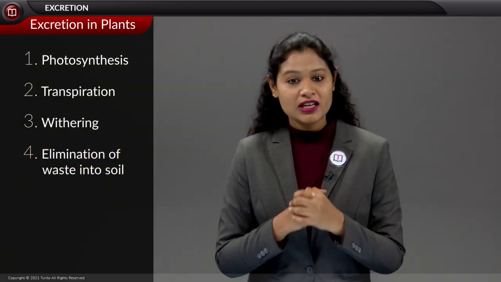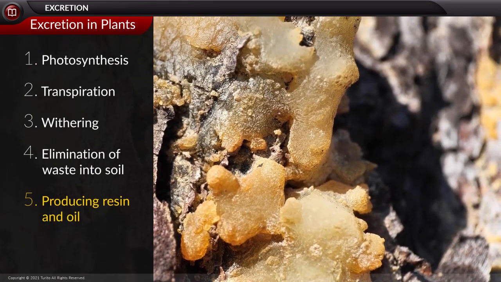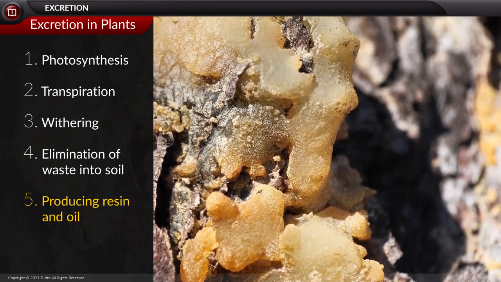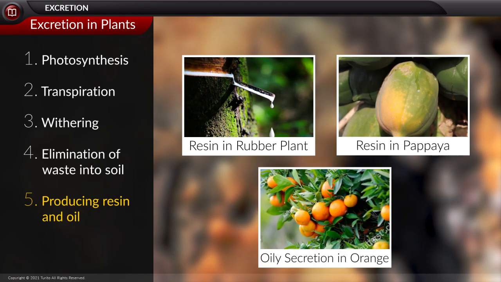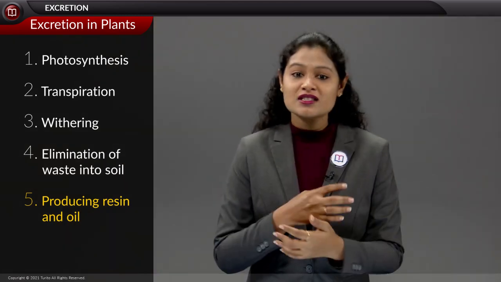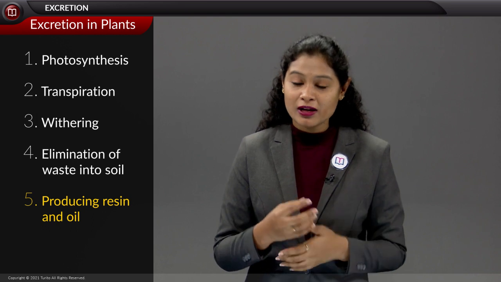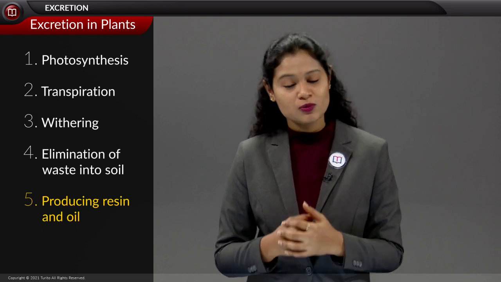Plants also eliminate waste by producing oils and resins. For example, resin is produced by the rubber plant and papaya, and oil is produced by oranges. So, these are the different mechanisms used by plants to eliminate the nitrogenous waste.